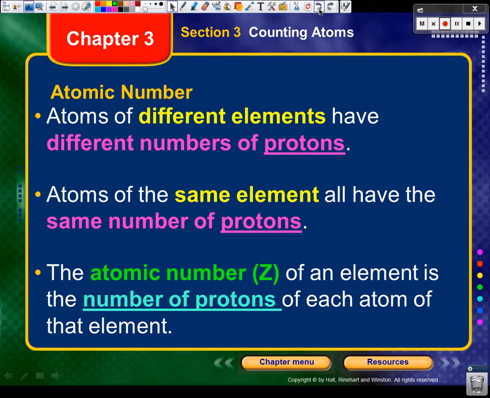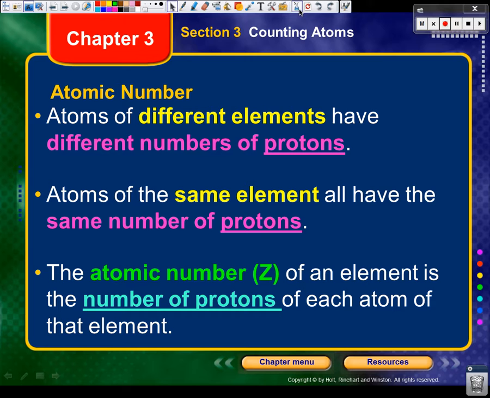So if I ask you this question, what element has a Z of 6? Carbon. So you would look up there and find number 6. But if I say Z, you're going to look at me and say, I don't know what you're talking about. But what does the letter Z represent? Atomic number. Again, please know that.